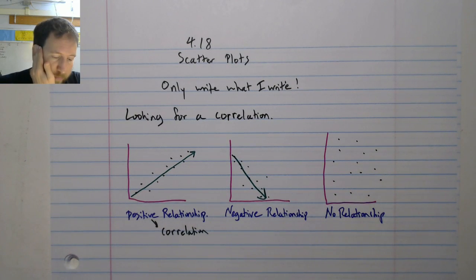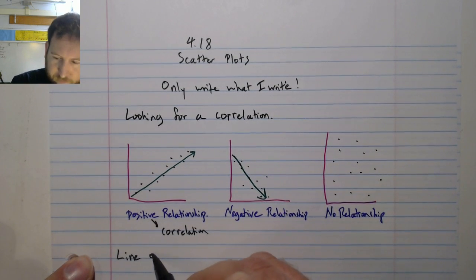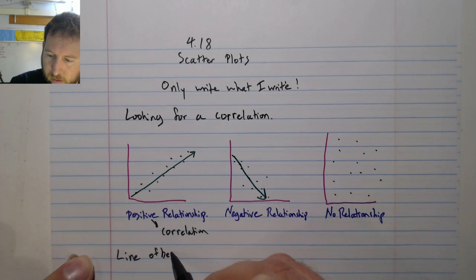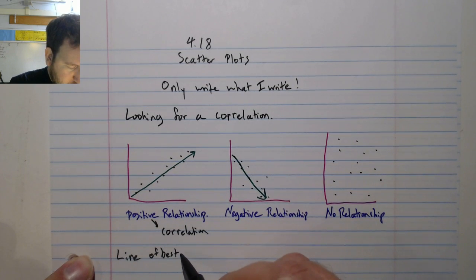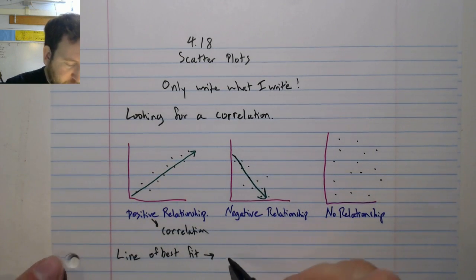So this, I want to write this line of best fit. And that is the line that you get when you average the points.